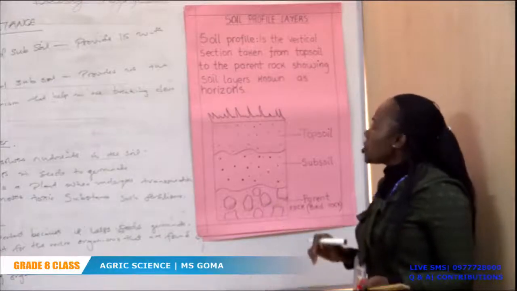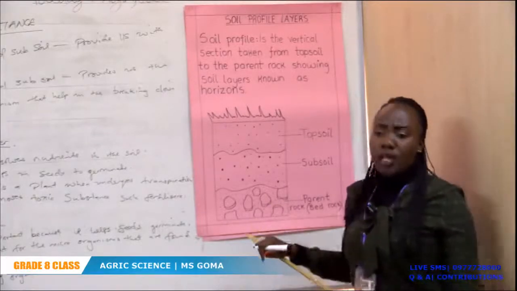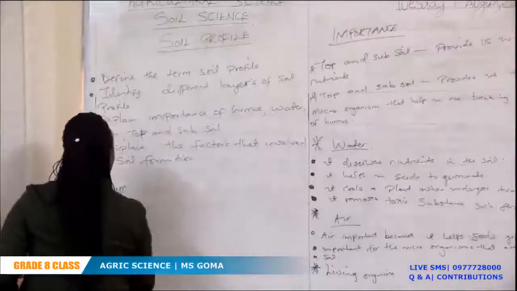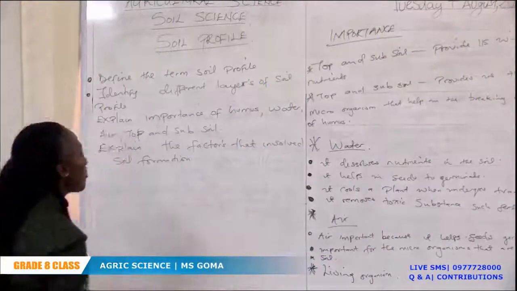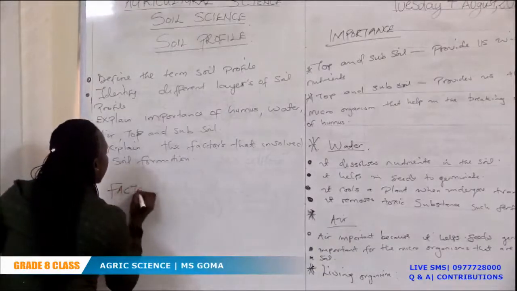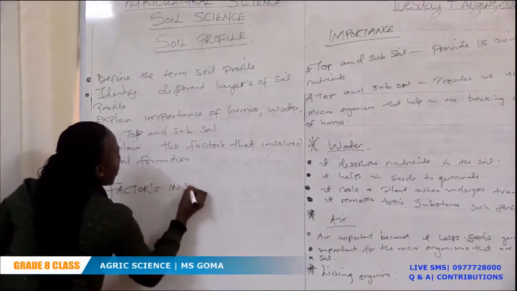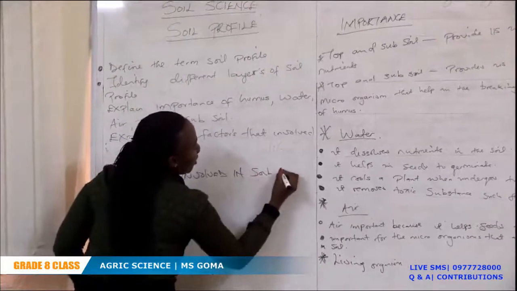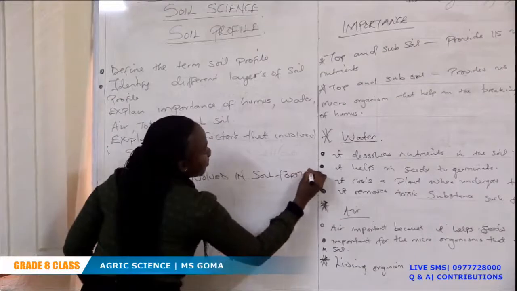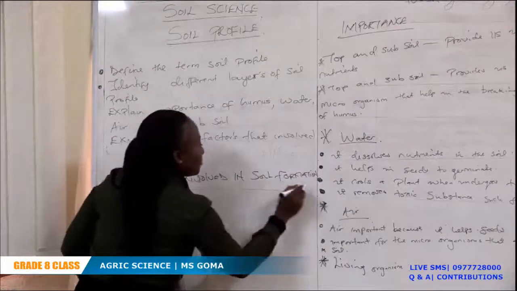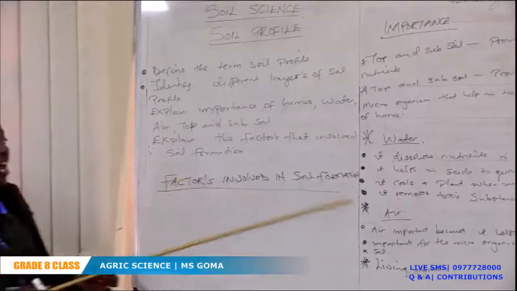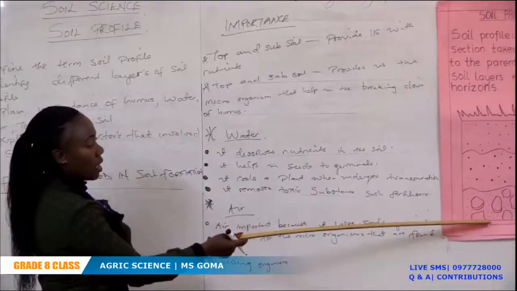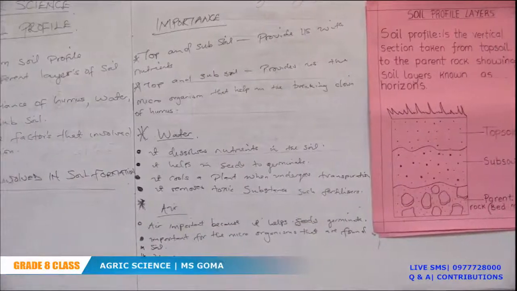Okay, so now let us go to the factors that are involved in soil formation. What factors are involved in soil formation? Factors involved in soil formation. Because we're saying soil is formed from parent rocks or bedrock, let us look at these factors.